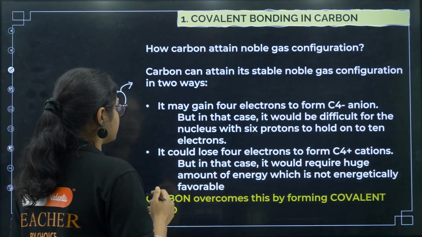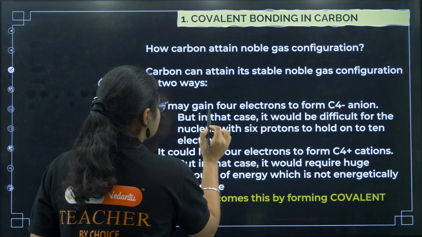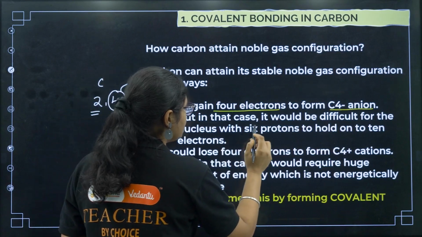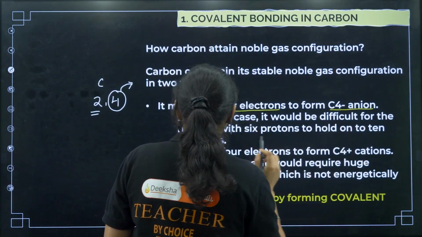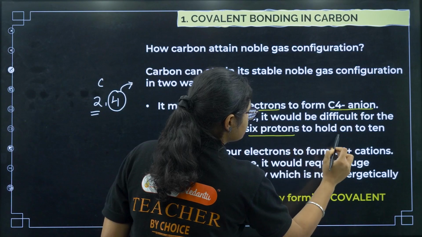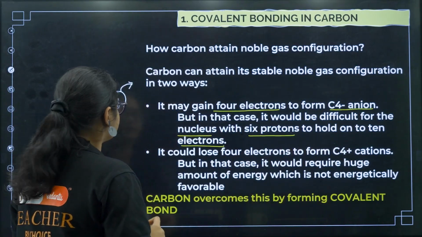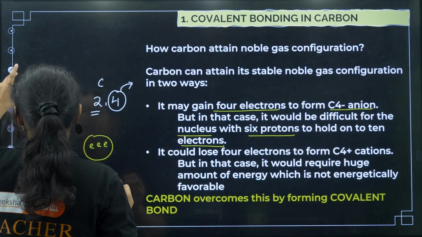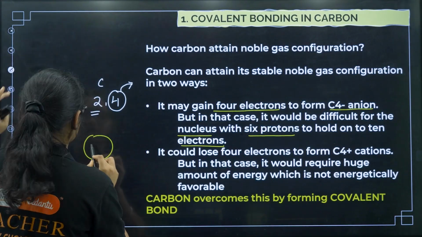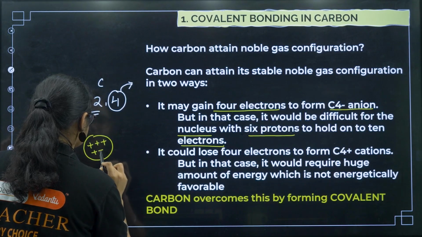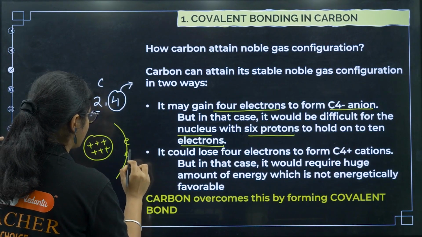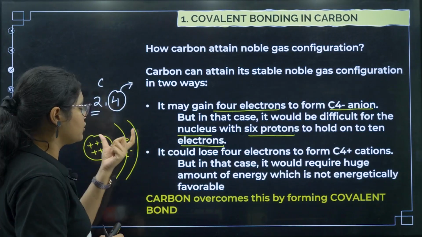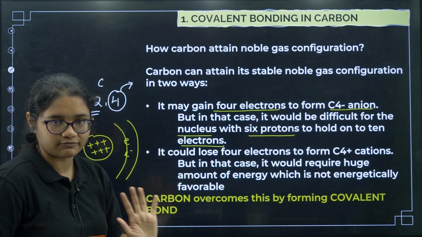Now the reason for that is, it may gain 4 electrons to form a C4 minus ion. But what is the problem in that? It would be difficult for a nucleus with only 6 protons to hold on to 10 electrons. Carbon has only 6 protons, and outside it would have 10 electrons. Because of this, the bonding will be very, very difficult.